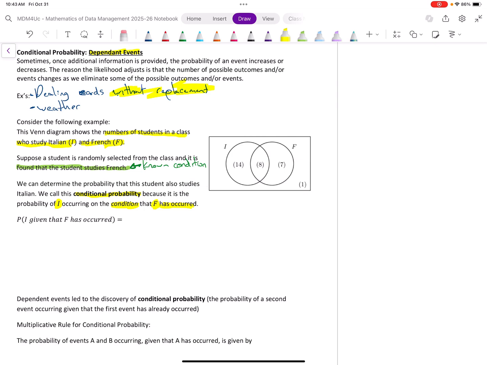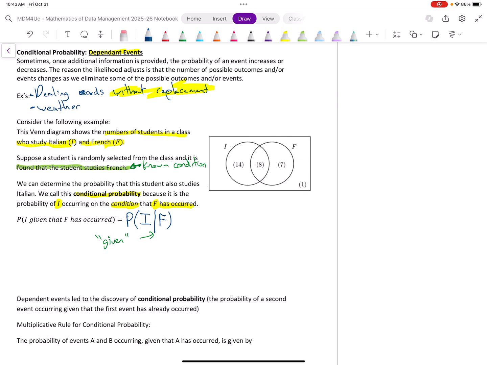So let's break this down. If you look at this, there is some new notation. The probability of studying Italian given that French has occurred would look like this. The probability of I, and then we've talked about this a little bit, but just like in grade 11 functions, when you're talking about domain and range, you write this line to represent the given. So this is like the given information or such that French has occurred.